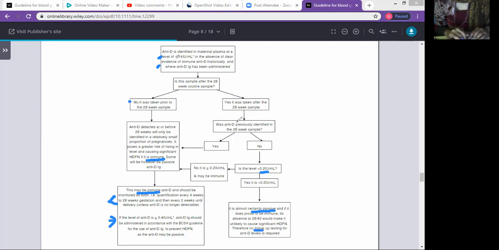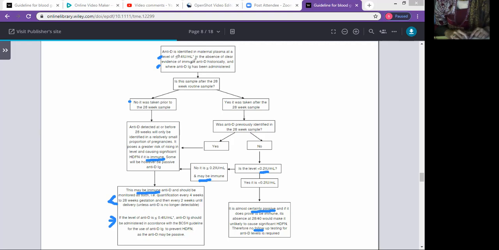However, if it is detected after 28 weeks and anti-D had been previously found in an earlier sample, or the quantity is more than 0.2, then it may be immune, and so we proceed with further investigation. These guidelines to differentiate between immune and passive are important, because if we misinterpret an antibody that is actually passive and consider it immune, we may unnecessarily give anti-D to the patient.